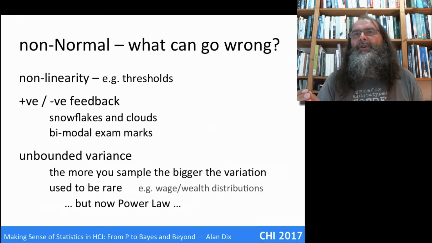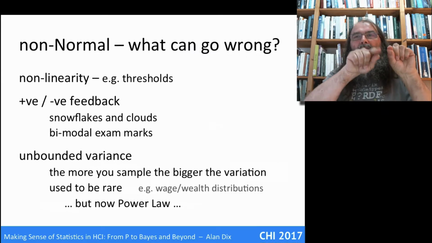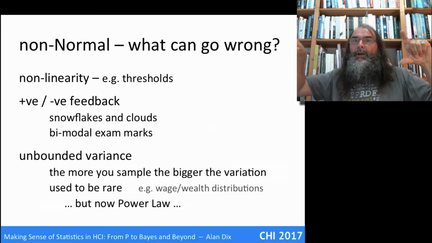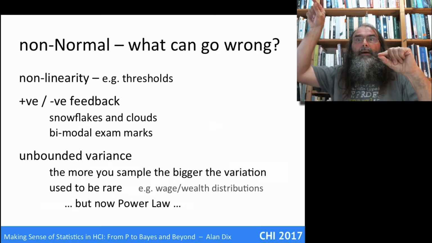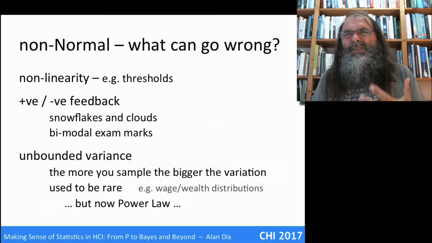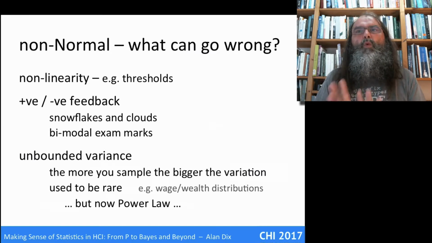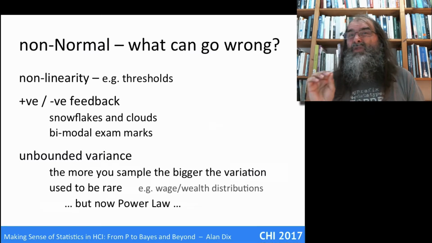But there are some phenomena where if you keep on taking samples and you record the variability you get over time, instead of the average getting closer and closer to a value, it just gets bigger and bigger and bigger and unbounded. So it's not infinite, but it's unbounded. When I first started doing stats, these were quite rare things to see. One of the examples actually is wage and wealth distribution.